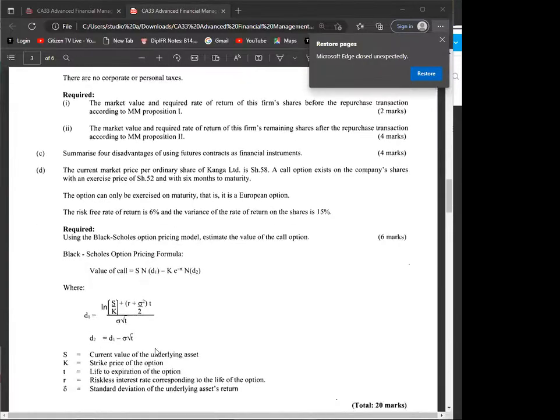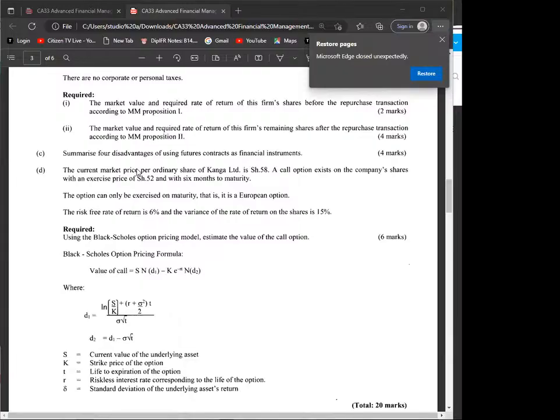And then they had a very easy part here, which of course I don't expect this time round, although it's good to master this. They had a very good, easy, very low-hanging fruit in part D. The current market price per ordinary share of Kanga Limited is 58. A call option exists on the company shares with an exercise price of 52 and with 6 months to maturity. The option can only be exercised on maturity. That is, it's a European option.